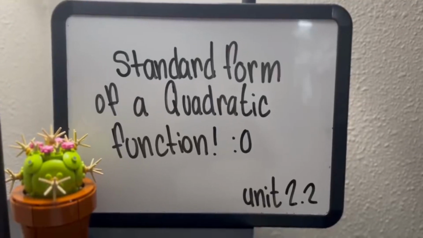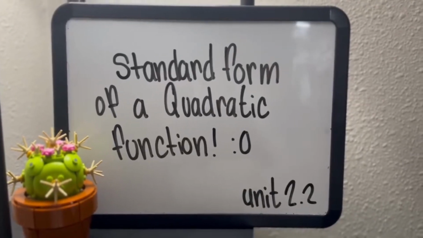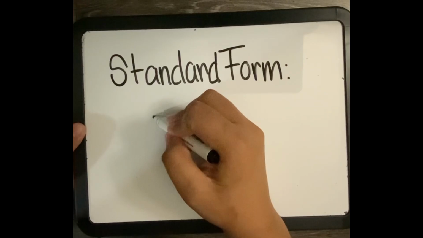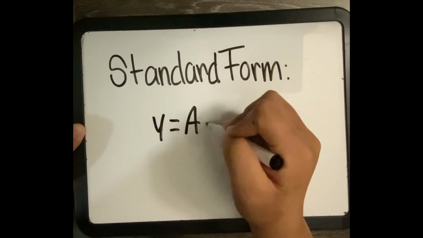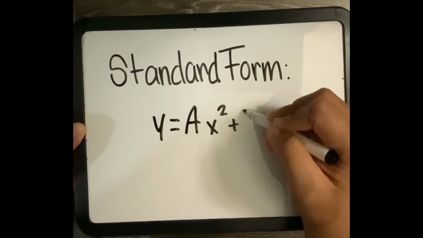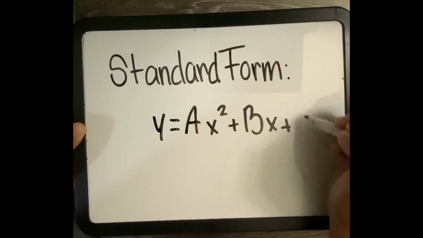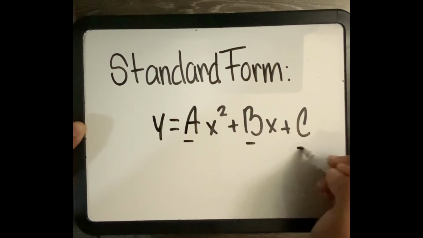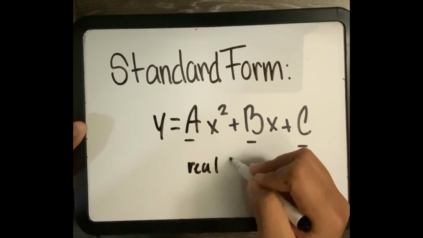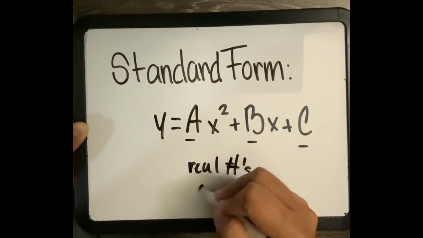Today we're going to be going over Unit 2.2, which is standard form of a quadratic function. Starting off, standard form is written as ax squared plus bx plus c, where a, b, and c are all real numbers and a cannot equal 0.